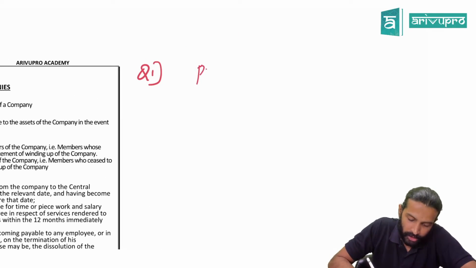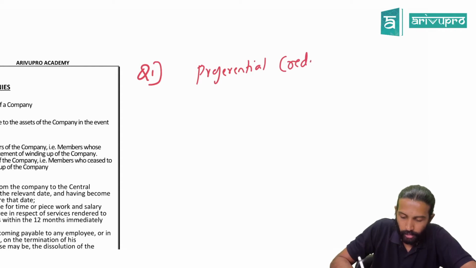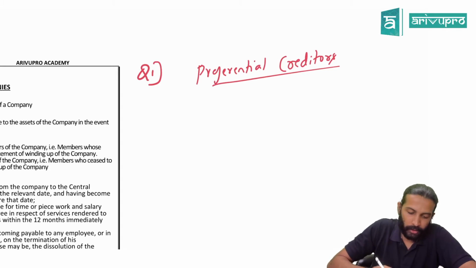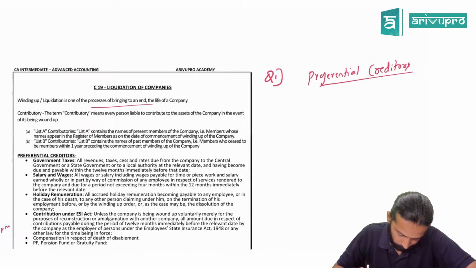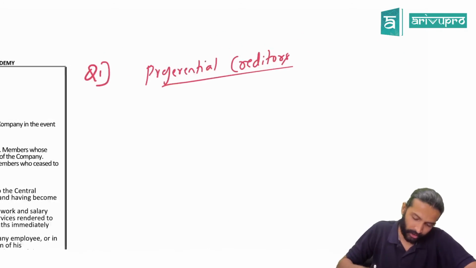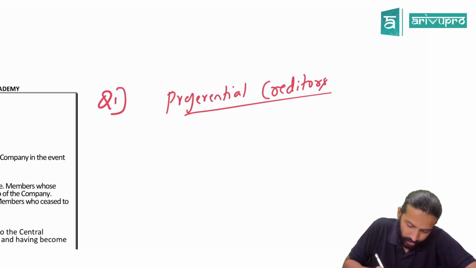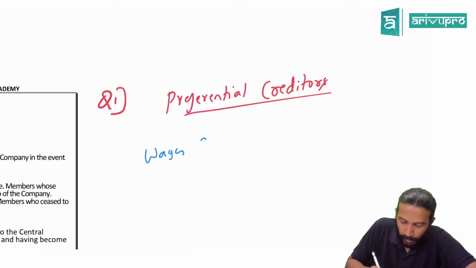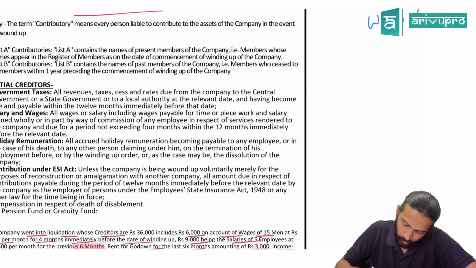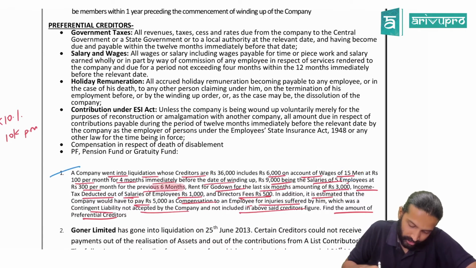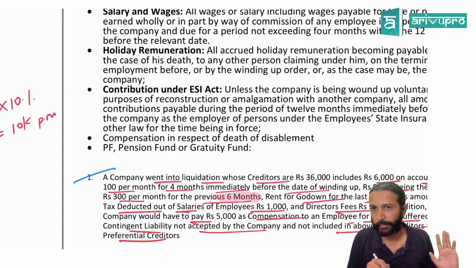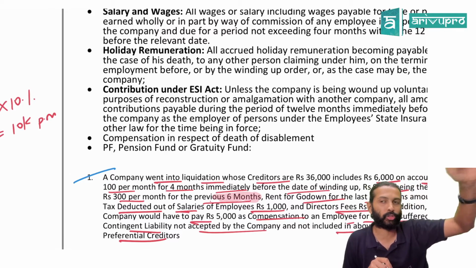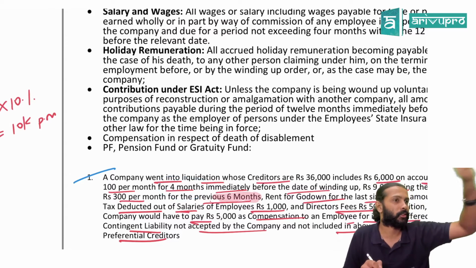You can just give the heading as preferential creditors. What is the first preferential creditor we found out, sir? One is the wages, correct? So first one is wages. To how many people do we need to pay wages, sir? 15 men. And what is the wages every month? 100 rupees per month. This could be 100 or 100 lakh, doesn't matter. There's no cap on the value. There is only a cap on the number of months. How many months? 4 months.